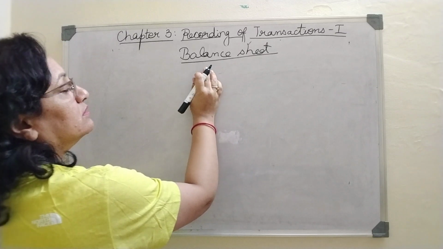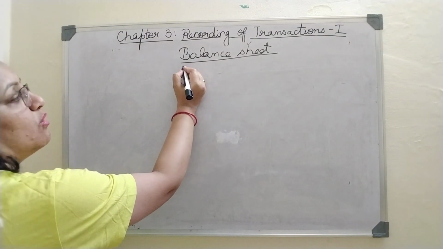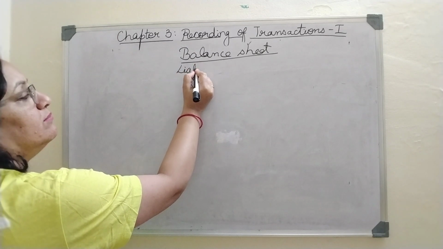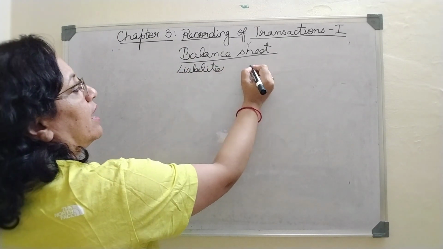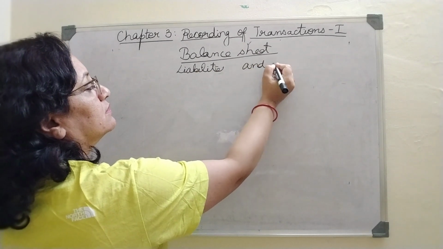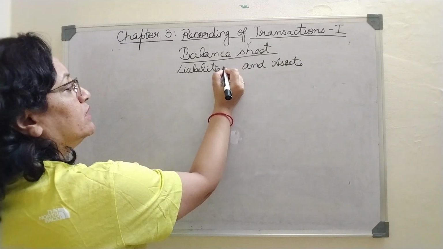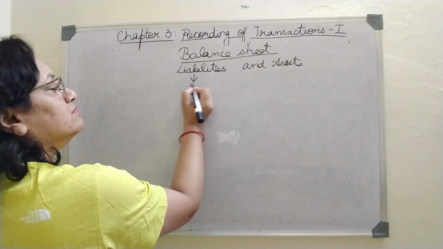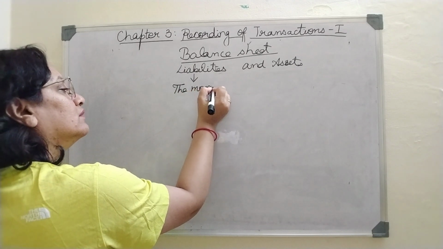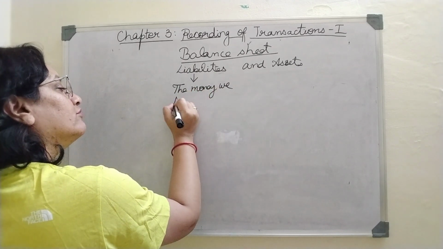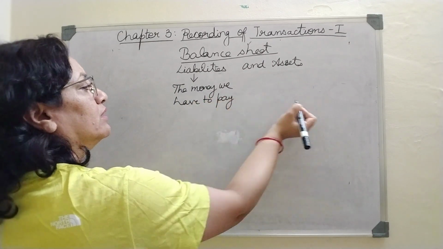Balance sheet is, as the name says, a balance of liabilities and assets. First of all, these terms should be clear to you. Liabilities means the money we have to pay or we are liable to pay.